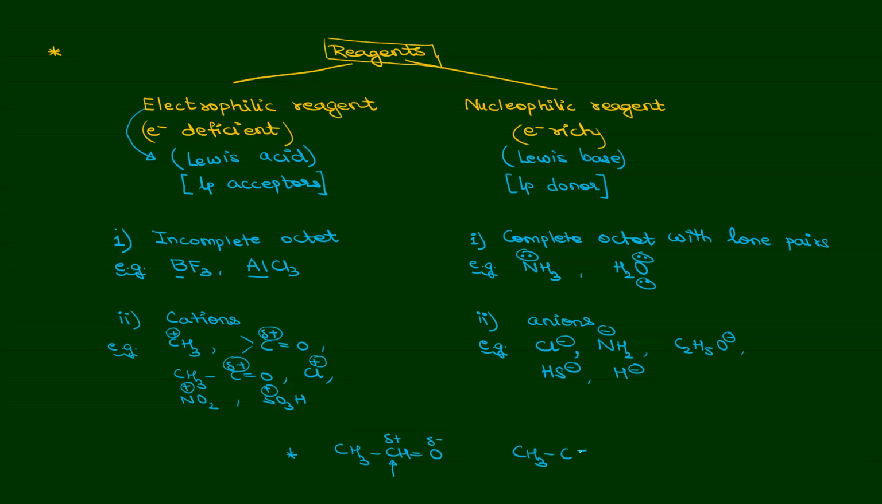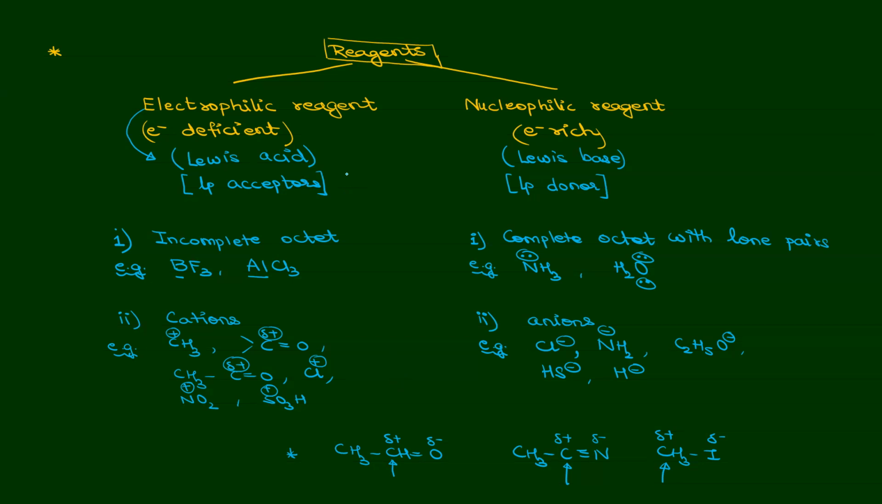Similarly, in methyl cyanide, nitrogen being more electronegative gets minus and carbon gets plus. This is the electrophilic center. In methyl iodide, iodine being more electronegative gets minus, carbon plus. So this is the electrophilic center. So this is how the questions would come with regards to reagents. We just need to identify the electrophile and the nucleophile.